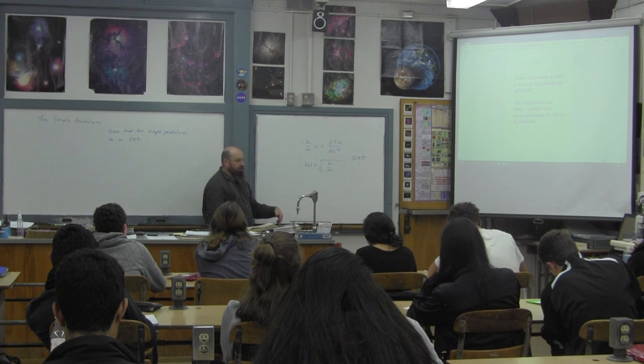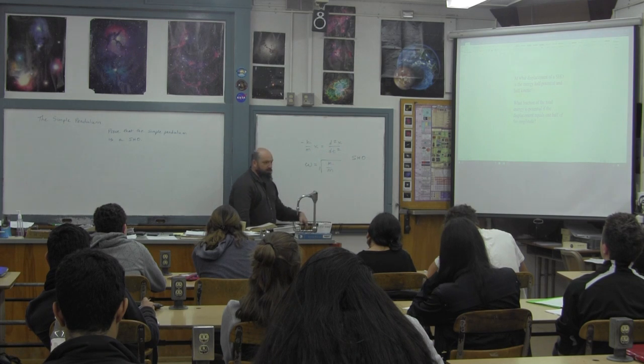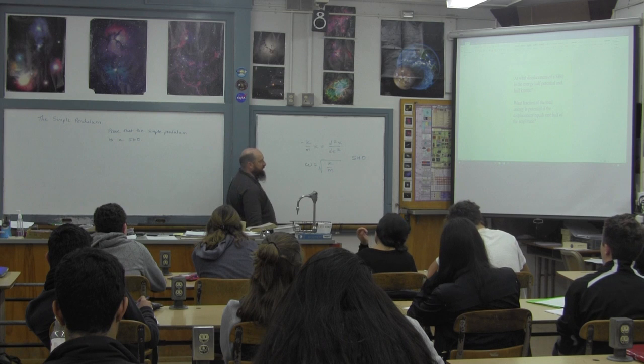So my approach here for the simple pendulum is to set up F equals ma and see if I get an equation that looks like this. In other words, stuff times position equals second derivative. If I do, then it is a simple harmonic oscillator. That's what I'm trying to prove here.